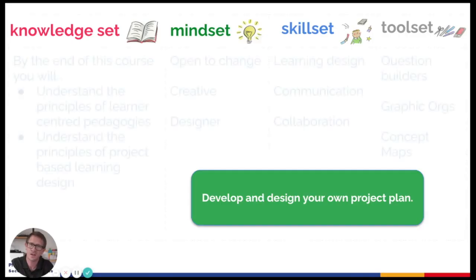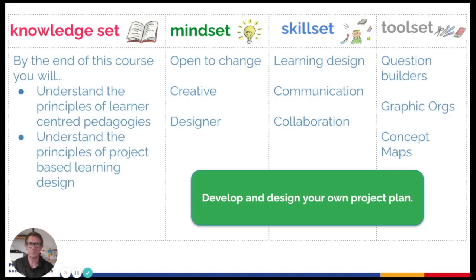Let's quickly look then at what we intended from the beginning as we start to finish up this recap lesson. We set out to begin to understand the principles of learner-centered pedagogies and also to look at the principles of project-based learning. The mindset was about creativity and designing. And I hope that you've been open to some of the ideas that we've explored together. And I hope that you've got the most from it. Your disposition and your approach is something that will unlock the potential, I think.